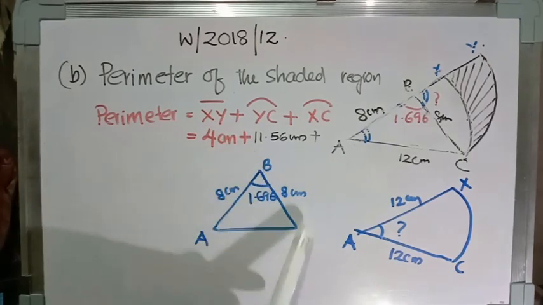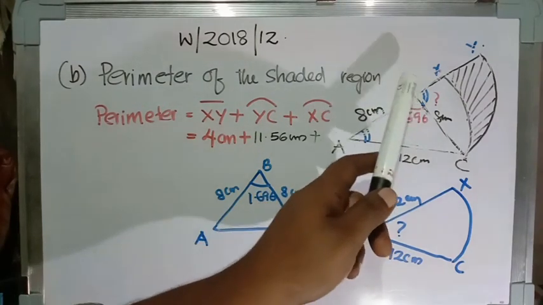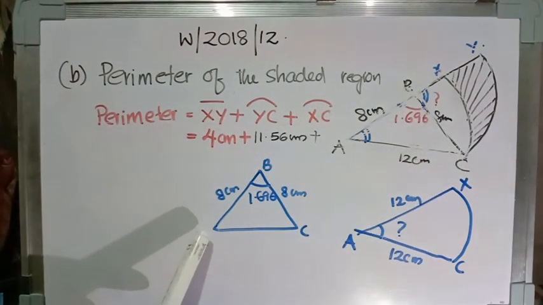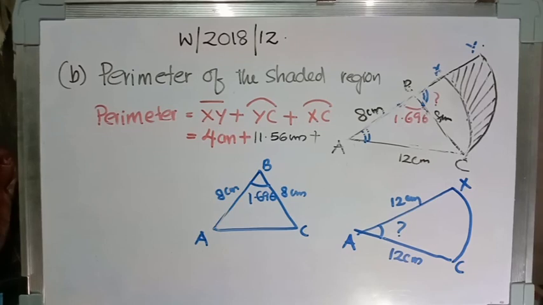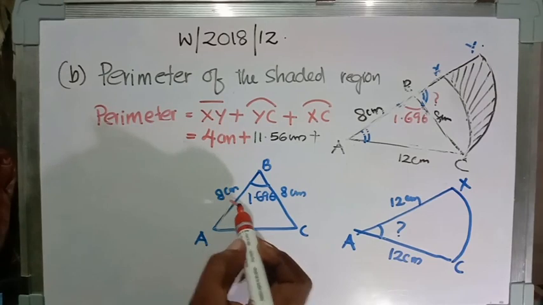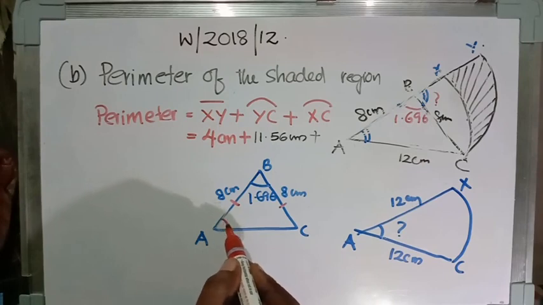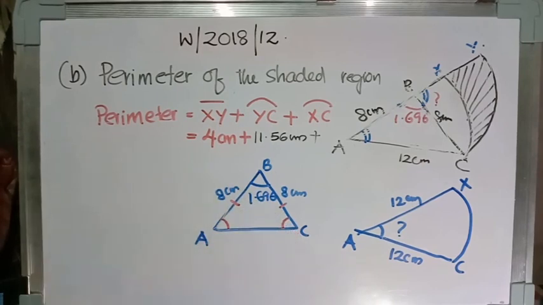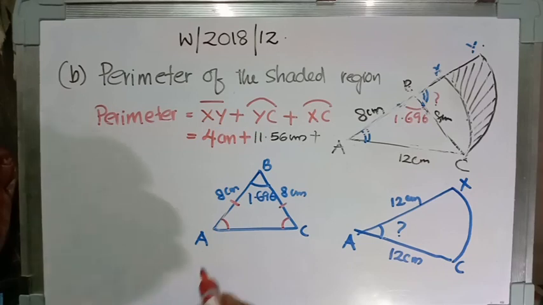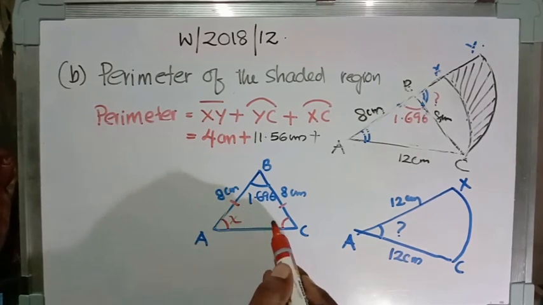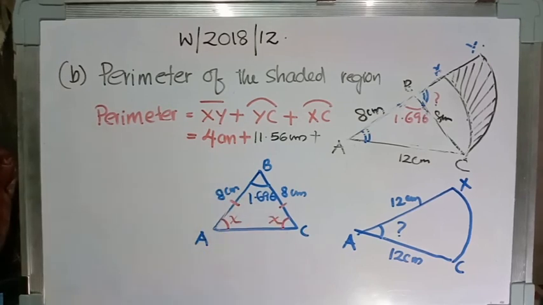So when you take triangle ABC, it's given that AB is 8 centimeter and BC is also 8 centimeter. That means AB and BC are of equal length. That means triangle ABC is an isosceles triangle. We know that in an isosceles triangle, the base angles, meaning angles opposite to equal sides, are equal. So if we consider this angle as x, this angle also will be measured as x.